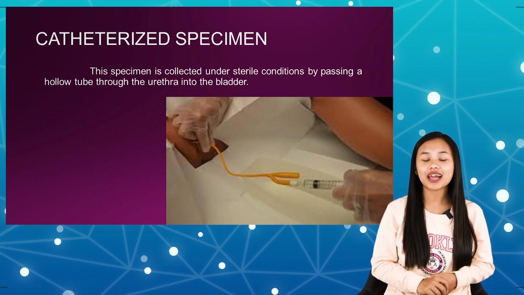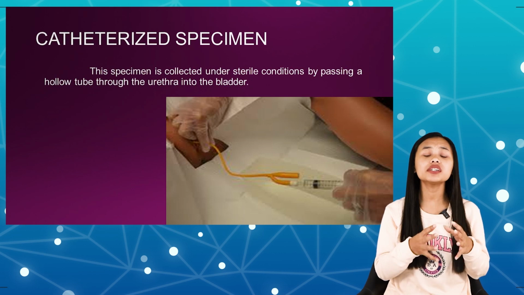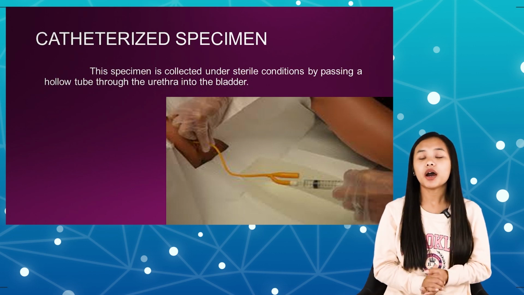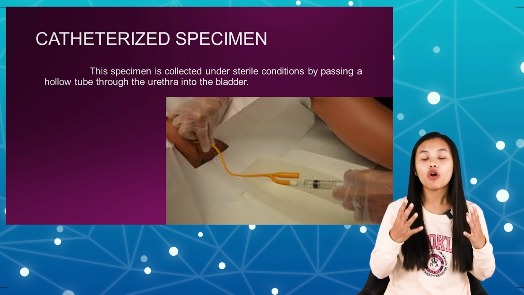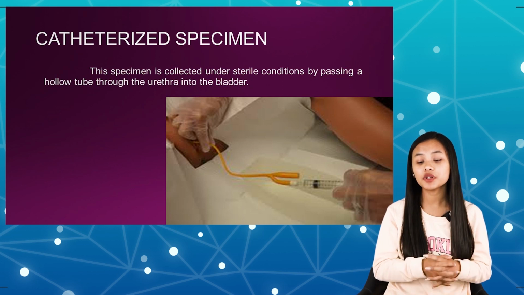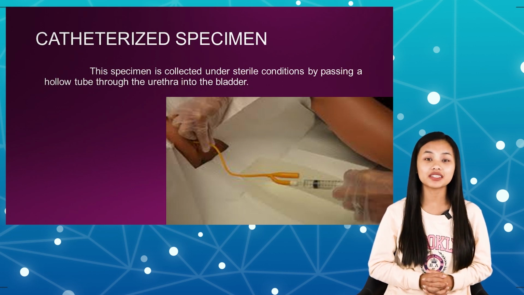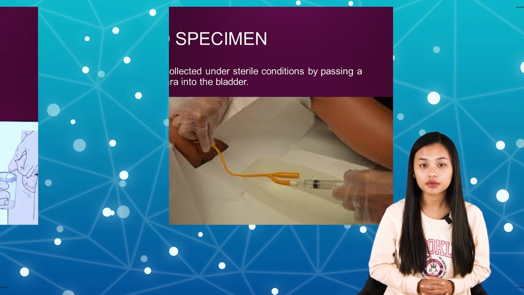The next is the catheterized specimen. Here this specimen is collected under sterile condition by passing a hollow tube through the urethra into the bladder. Or if just a sample is required, then we can also aspirate the sample through the lumen of a latex catheter or even through the self-sealing port.